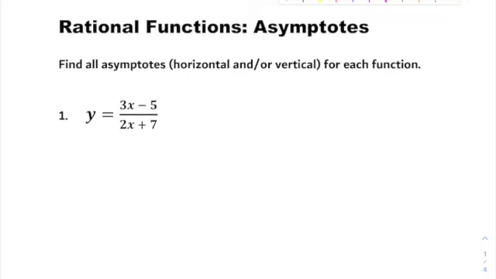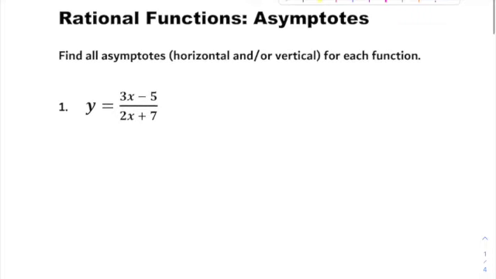So let's just jump right into it here. Number one, y equals 3x minus 5 over 2x plus 7. This is an example of a rational function, a ratio of two polynomials. And a horizontal asymptote is all about how the degree of the numerator compares to the degree of the denominator. And when we say degree, remember that is the highest exponent. And those are both x to the first. So in this case, they have equal degree.